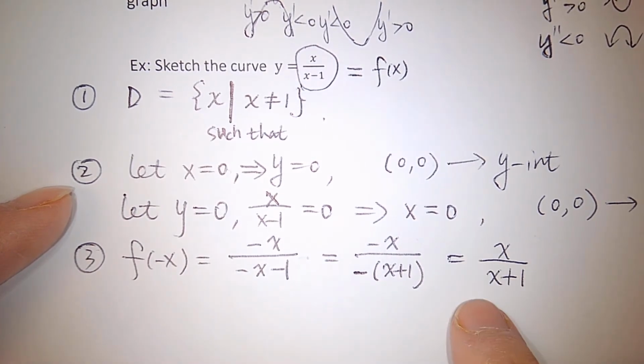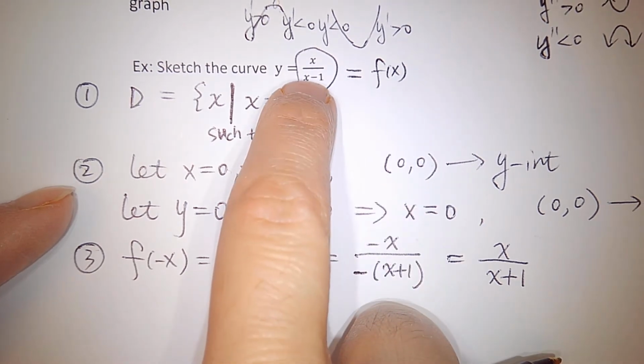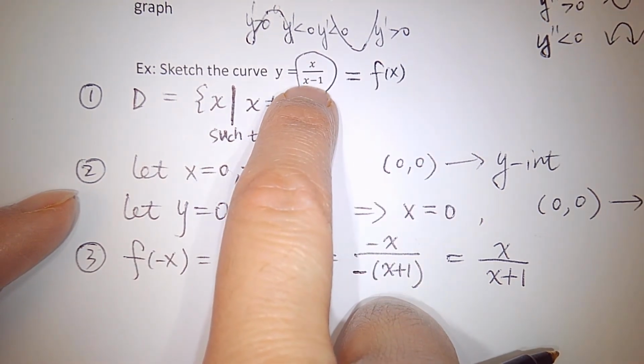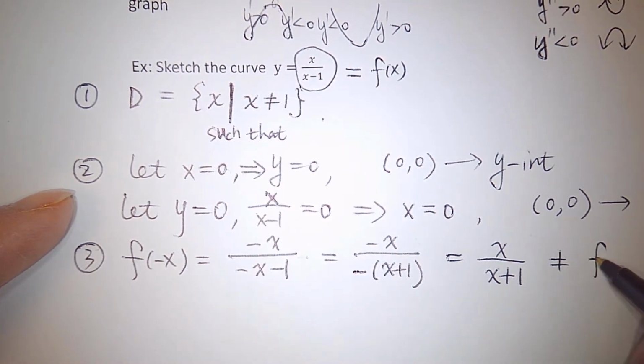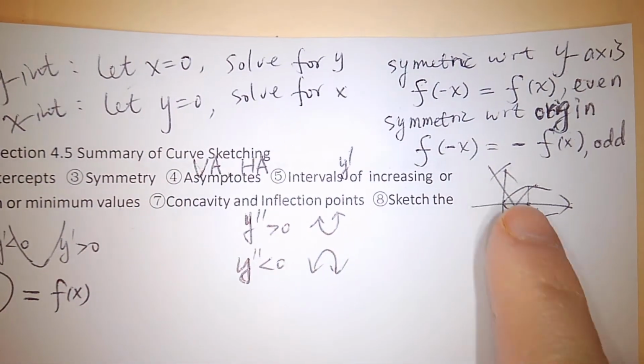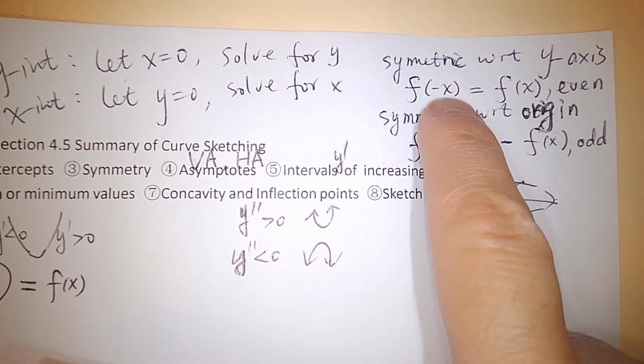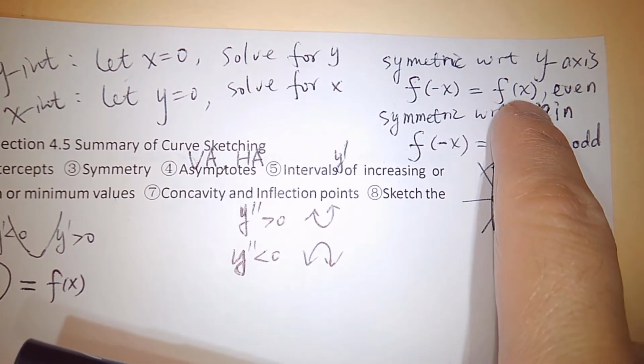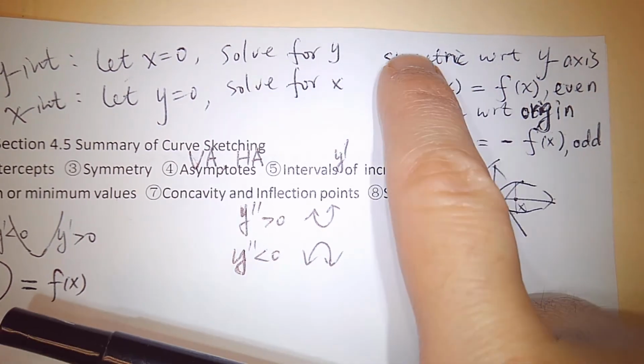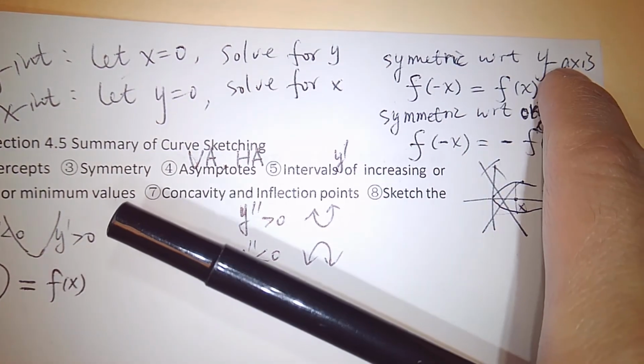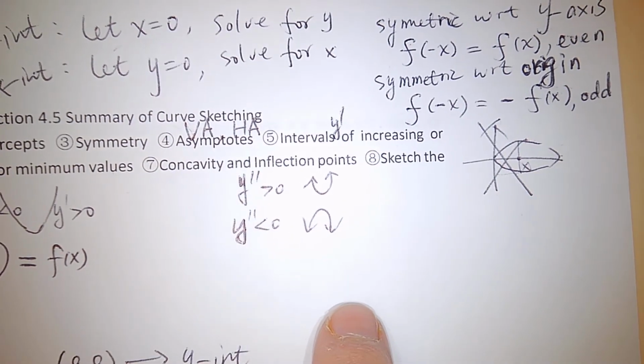Is this x over x plus 1 exactly equals f of x? Yes or no? No. If f of negative x equals f of x, then the function is even. Graph will be symmetric with respect to y-axis. However, it's not, right? It's not.